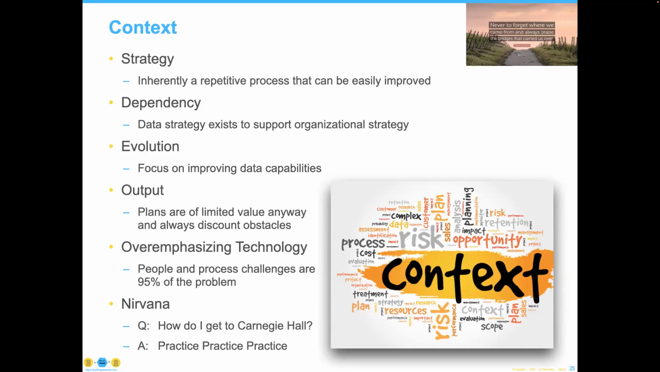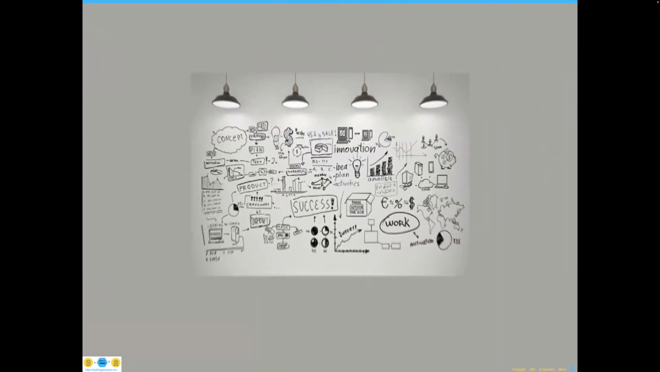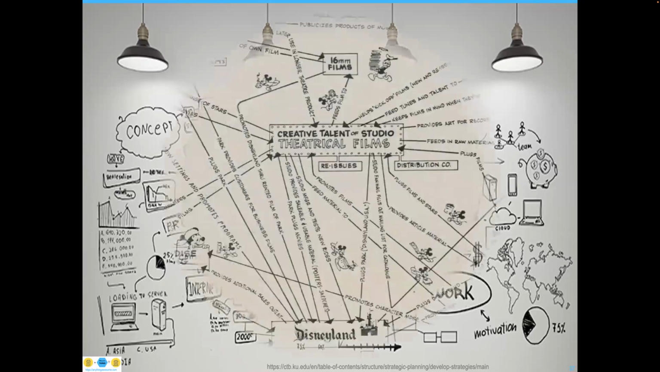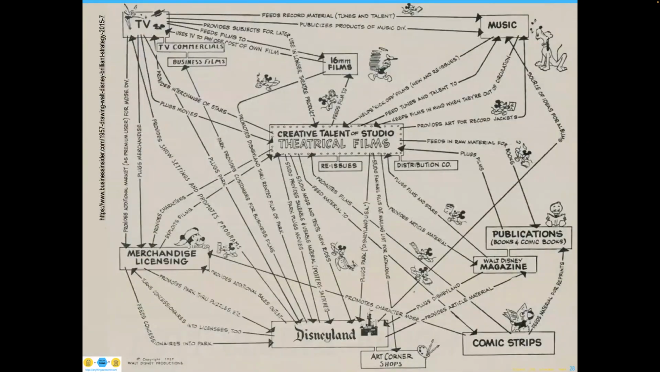And finally, to get to nirvana, how does one get to Carnegie Hall? The answer is practice, practice, practice. Thank you, Malcolm Gladwell. Many people starting out in strategy think strategy is really complicated, and they're not really comfortable with it. This has been verified on the internet, so it's got to be true, right?